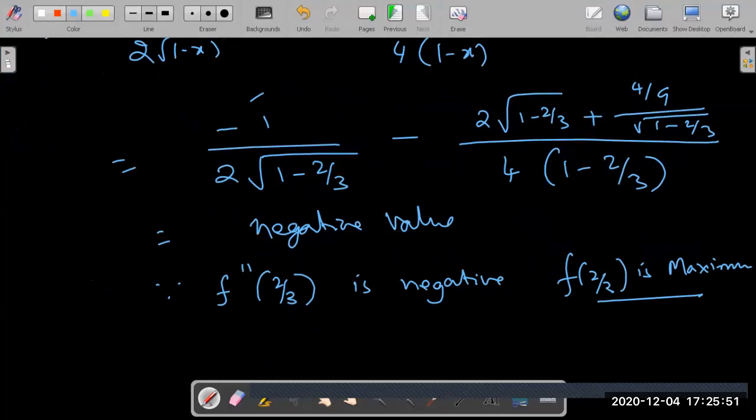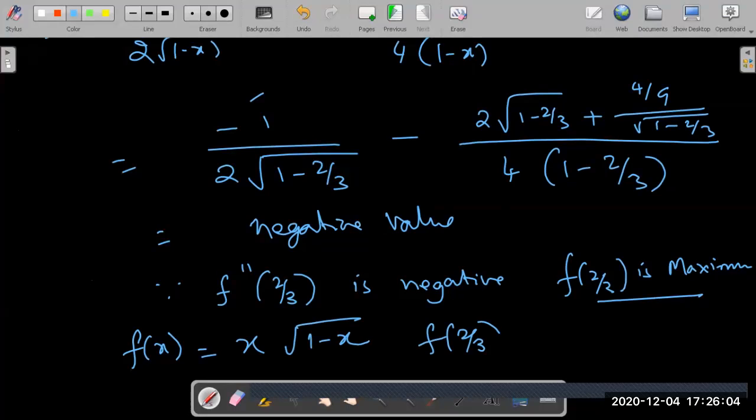So we have to find f of 2 by 3. We know f of x is equal to 1 by x into square root of 1 minus x. So f of 2 by 3 will be 2 by 3 square root of 1 minus 2 by 3.